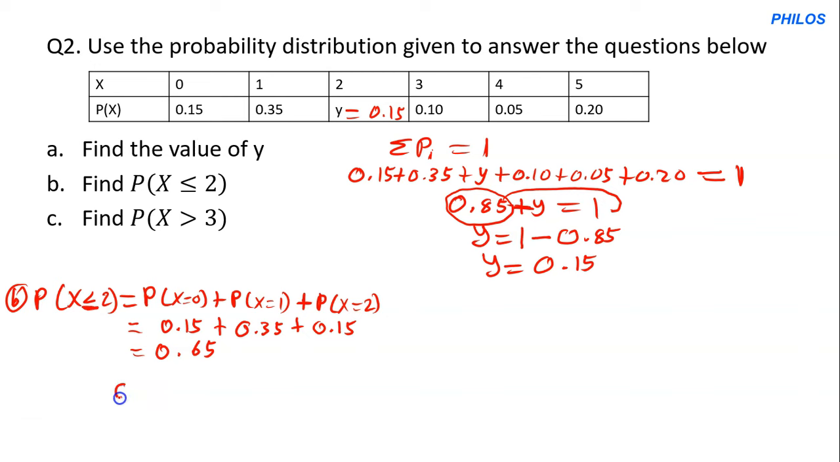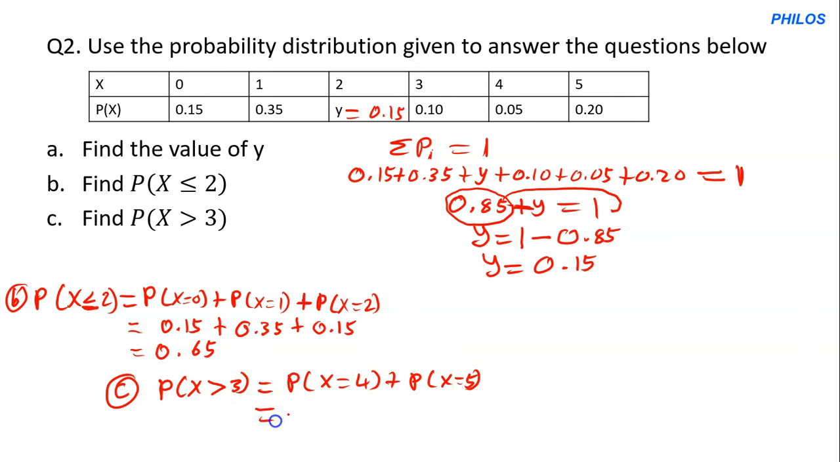So let's solve question C. Question C says we should find the probability that x will be greater than 3. Now the probability that x will be greater than 3 should be equal to the probability that x is exactly 4 or x is exactly 5. The maximum is 5, so we stop at 5. Greater than 3 means 4, 5.